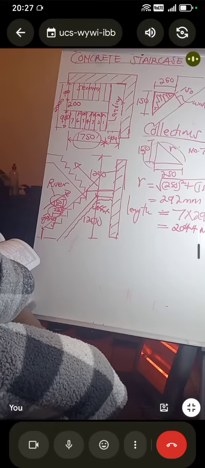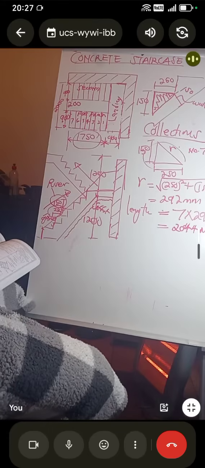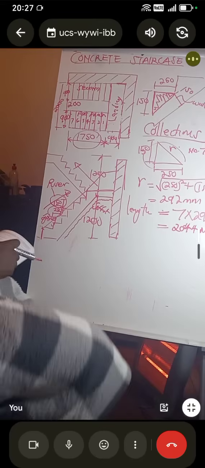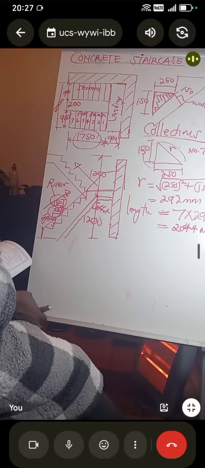So you skip the second one, the one dealing with the R. I leave that one, circle it out. We are going to start measuring now.